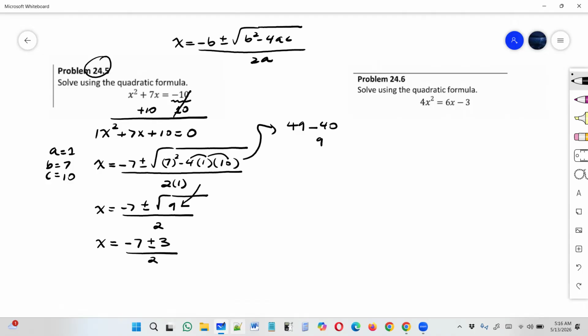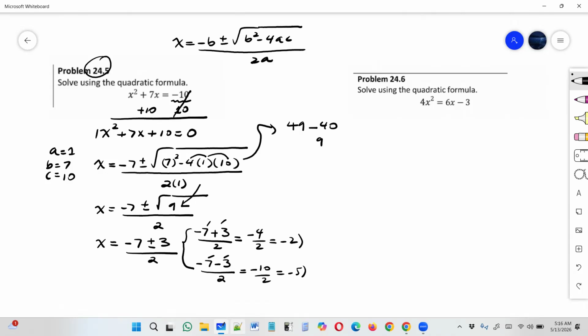Okay? And now we are going to get two answers. The first one is going to involve a positive 3 over 2. And the second one would be -3 over 2. All I have to do now is evaluate the numerator. So -7 plus 3, -4 over 2, or -2. And -7 minus 3, -10 over 2, or -5. Okay? Now, if you get two integers, what does it mean?